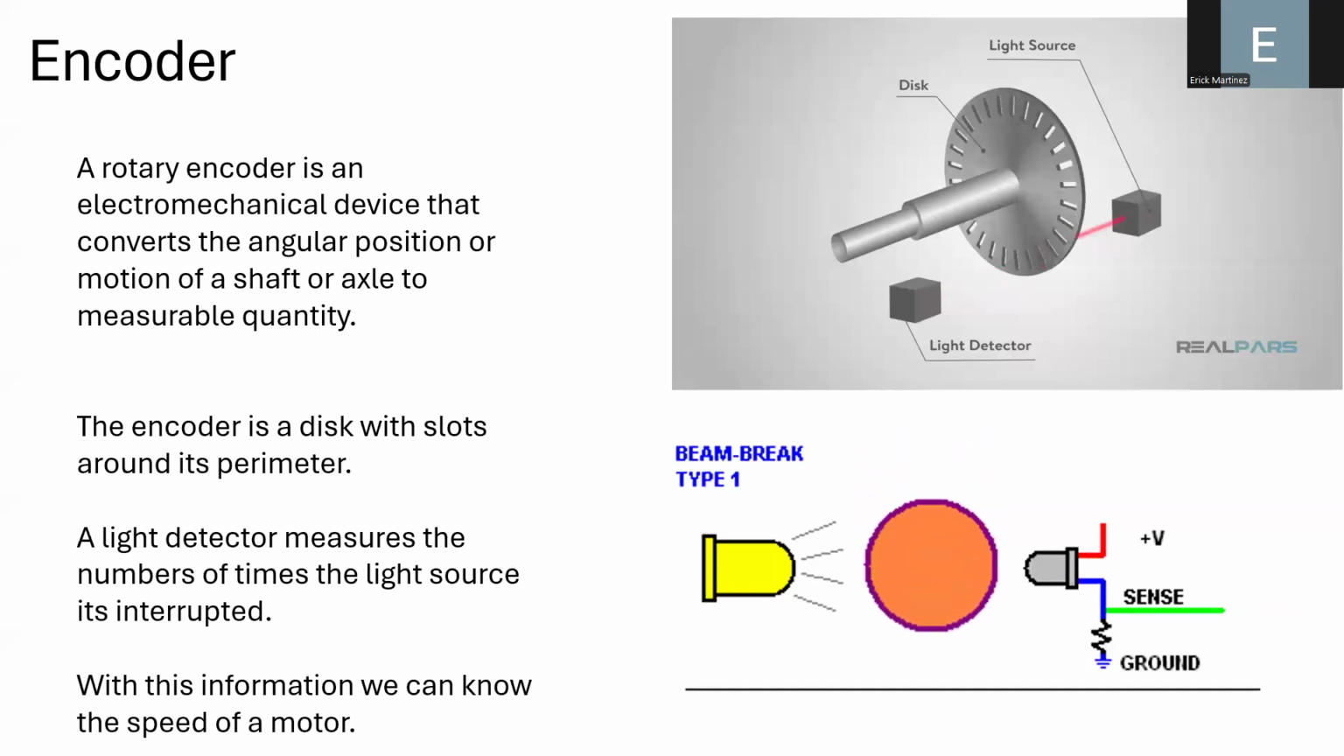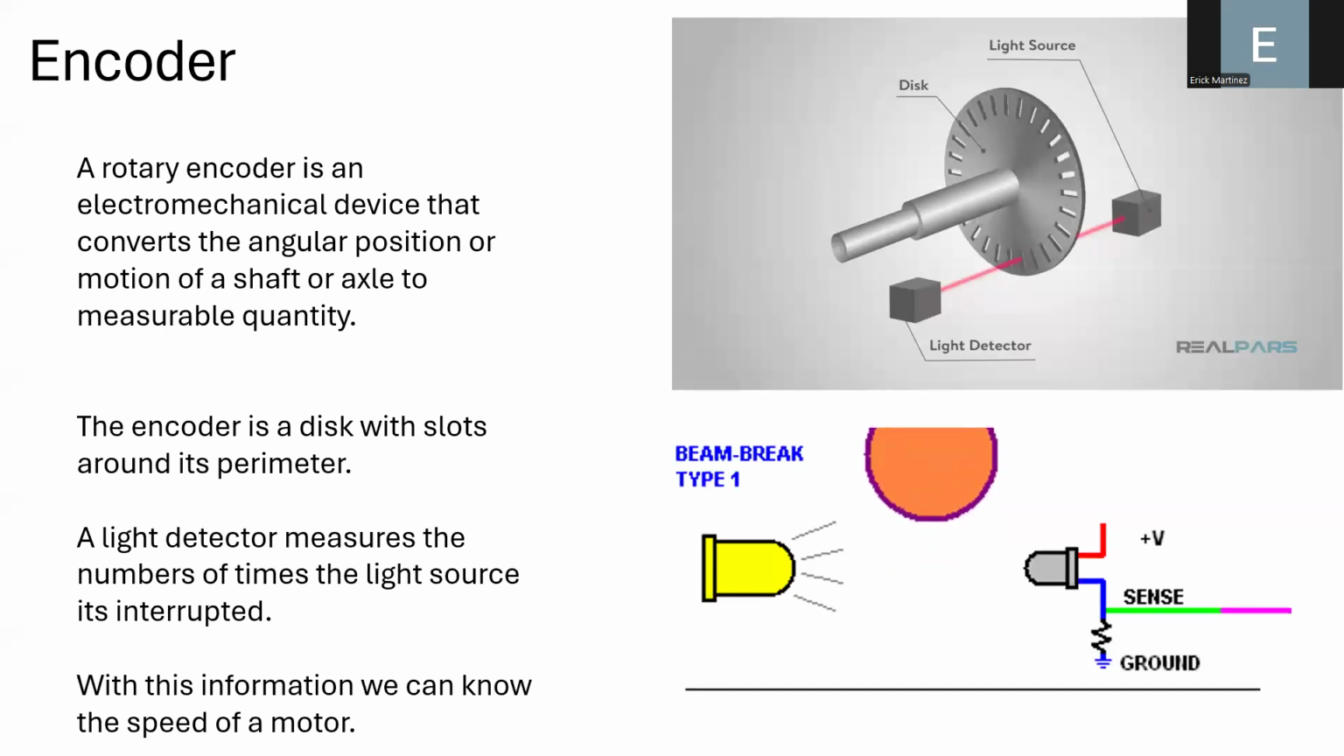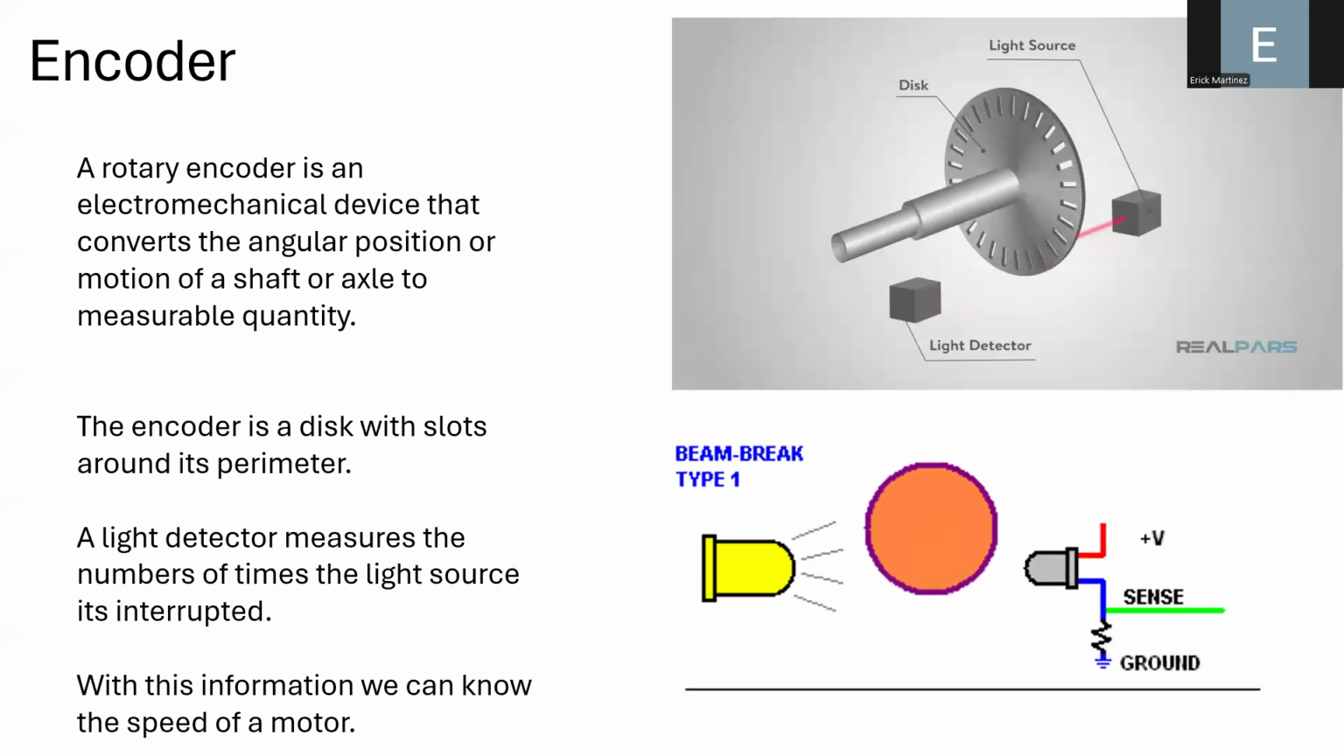And based on those pulses, we can count the number of holes that we are detecting while the motor is moving or turning. And based on that number of pulses, or the number of interruptions of this infrared light, we can measure the speed, okay? Because we can count how many pulses we have counted within 1 second or within 1 minute. And we can translate that into revolutions per minute or radians per second.